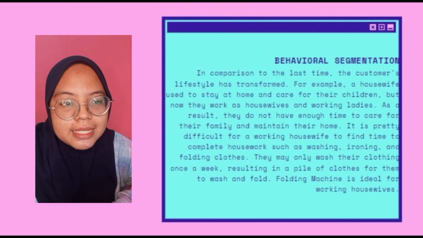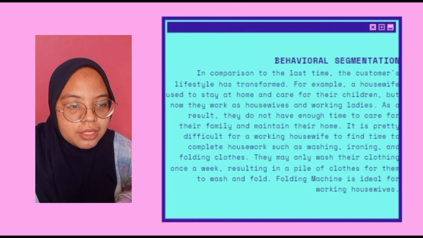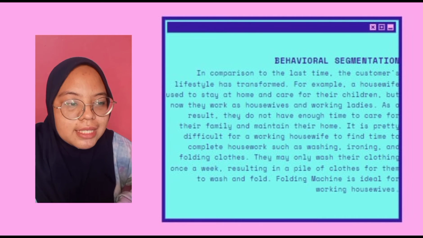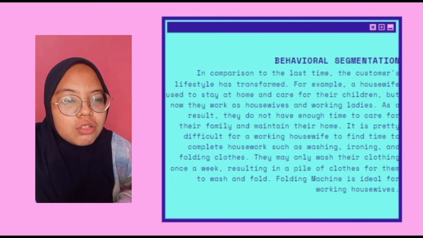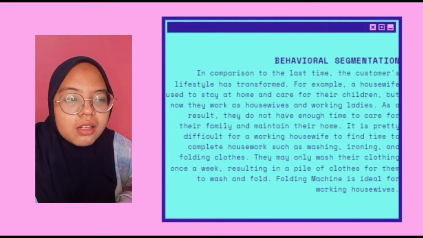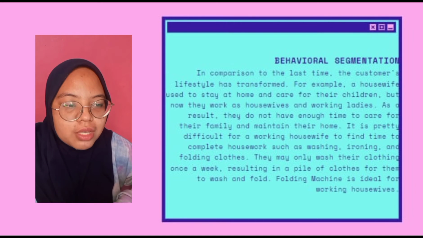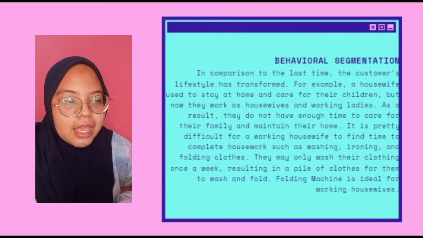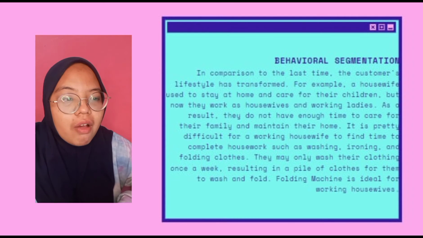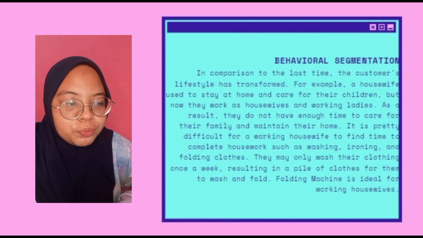The last segment is behavioral segmentation. In comparison to the last time, customer lifestyle has transformed. For example, a housewife used to stay at home and care for their children. By now, they work as housewives and working ladies. As a result, they do not have enough time to care for their family and maintain their home.